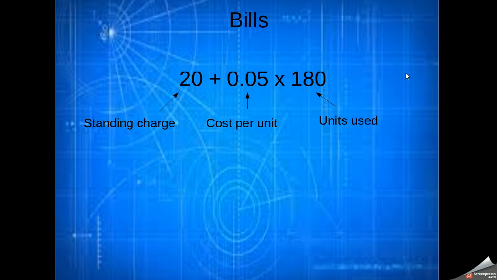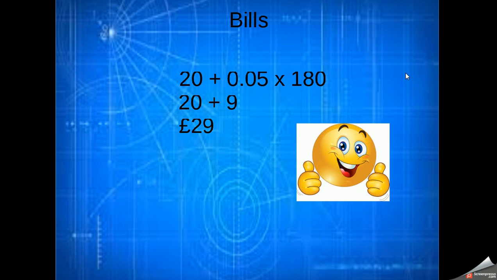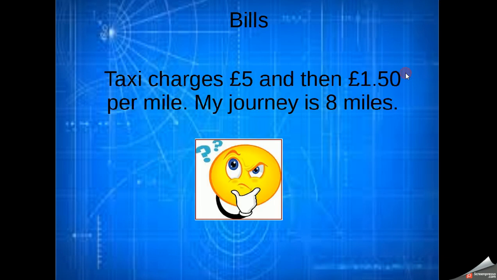So I'm going to multiply the number of units used by the cost per unit and add it to the standing charge. So in this case, 0.05 times 180 is 9. Added to the 20 is 29. So my answer for the cost of my mobile phone bill is £29.